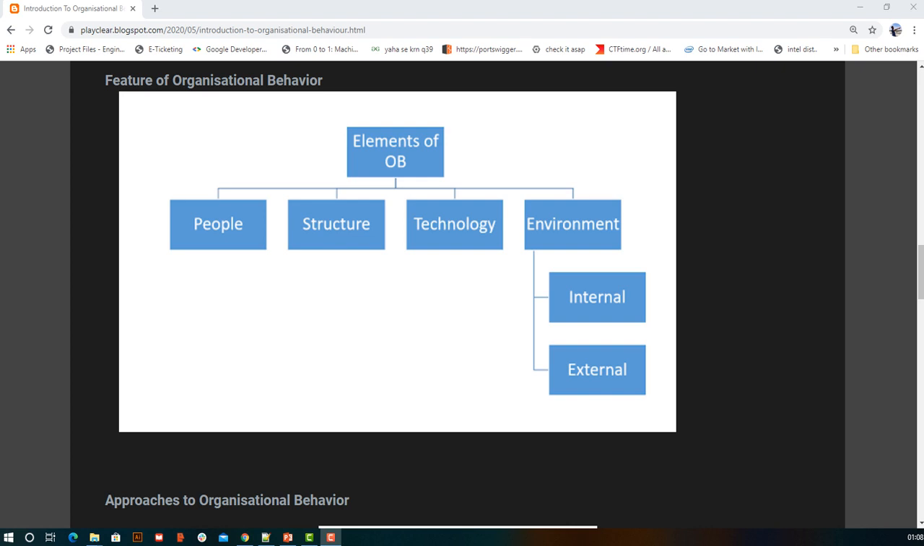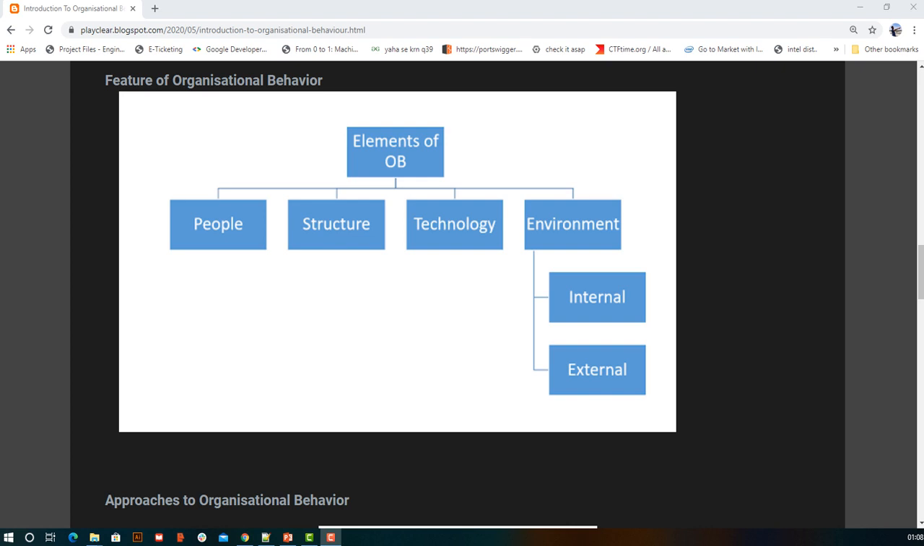Now structure: we can see the levels of hierarchy we have. Is it a flat hierarchy, or is it top to down, bottom to top, how the communication goes? Is it a task-based or a decision-based structure? All that will come in the structure. Basically, how the control goes and how the decision making goes will be considered in the structure.